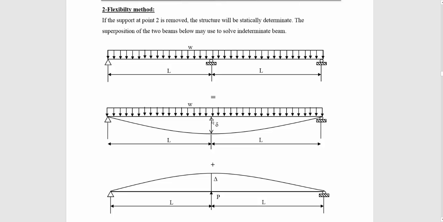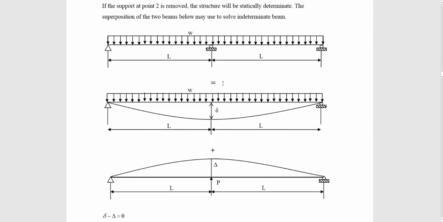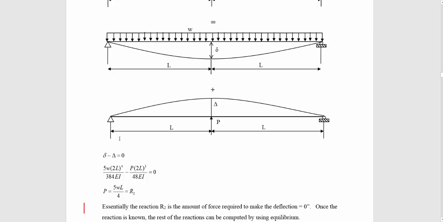Or in different words, the deflection under the concentrated load equals the deflection under the uniform distributed load. So at the end, the deflection from the uniform distributed load plus the deflection from the concentrated load equals 0, because this structure actually doesn't deform at joint 2, as it's supported at this joint. So delta under uniform distributed load minus delta under concentrated load equals 0.